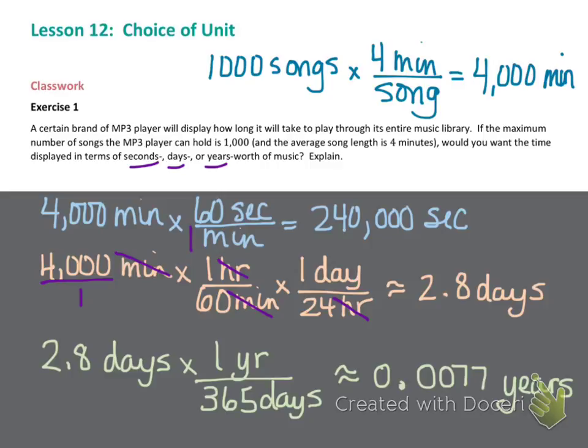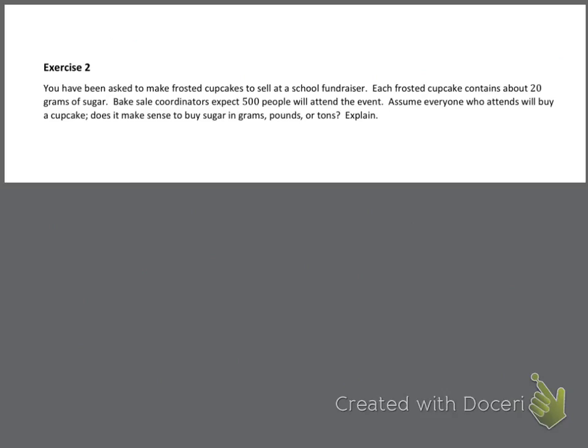Okay, so let's look at exercise 2. In this one, you are asked to make frosted cupcakes to sell at a school fundraiser. Each cupcake contains about 20 grams of sugar. Bake sale coordinators expect 500 people will attend. So everyone's going to buy 1 cupcake. Does it make sense to buy sugar in grams, pounds, or tons? And explain. Now, you didn't necessarily need to do any math for this one, but I did some for you.